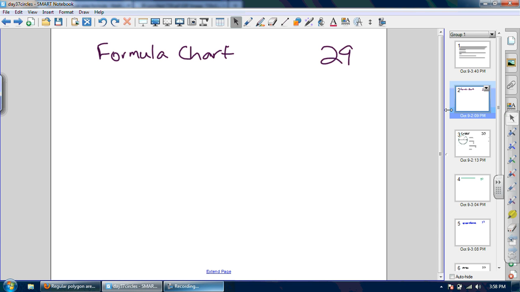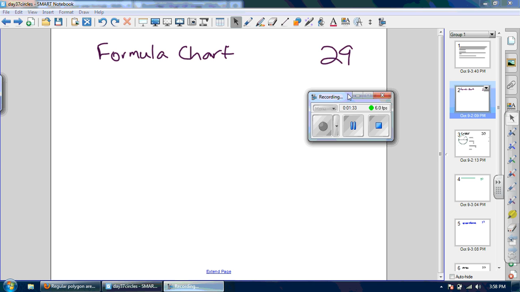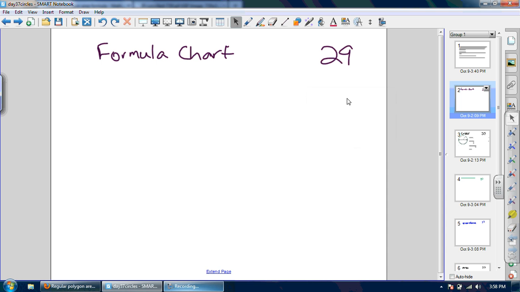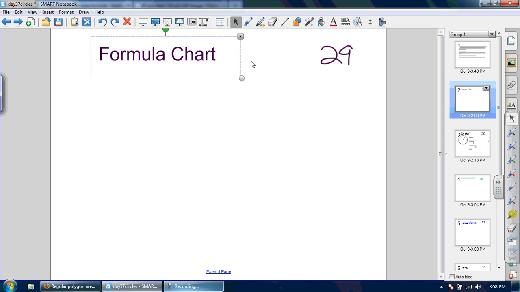So we're going to go on page 29. Let me check, make sure I'm actually picking this up. Alright. So on page 29, we should have titled it Formula Chart in our notebooks. There we go. I can take all the bad stuff I write with my tablet at home and make it nice and pretty for you.